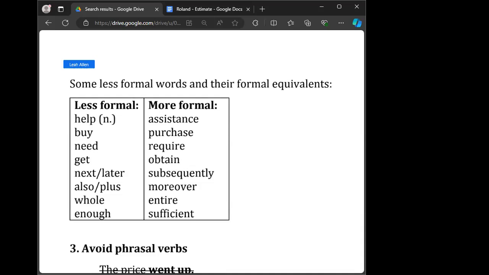Okay, so here are some examples of changing less formal words into more formal words. So need was changed into require. So we could change that more formally to require. And then we also need to know how to do the reverse, how to go from more formal to less formal. So entire can be simplified to whole, and assistance could be simplified to help.